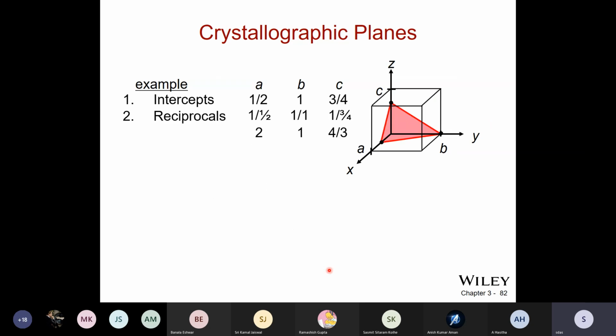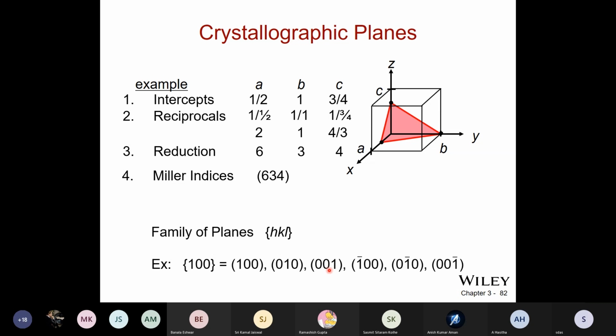Now look at this plane, we said it. This plane: 2/3 in the vertical direction, 3/4 in the vertical direction, half in the x direction, unit length in the one direction. The reciprocal of that comes to 2, 1 1/3, 4 by 3. To make an integer, multiply by 3, so 6, 3, 4, that is the smallest number possible. In round bracket it is (634).